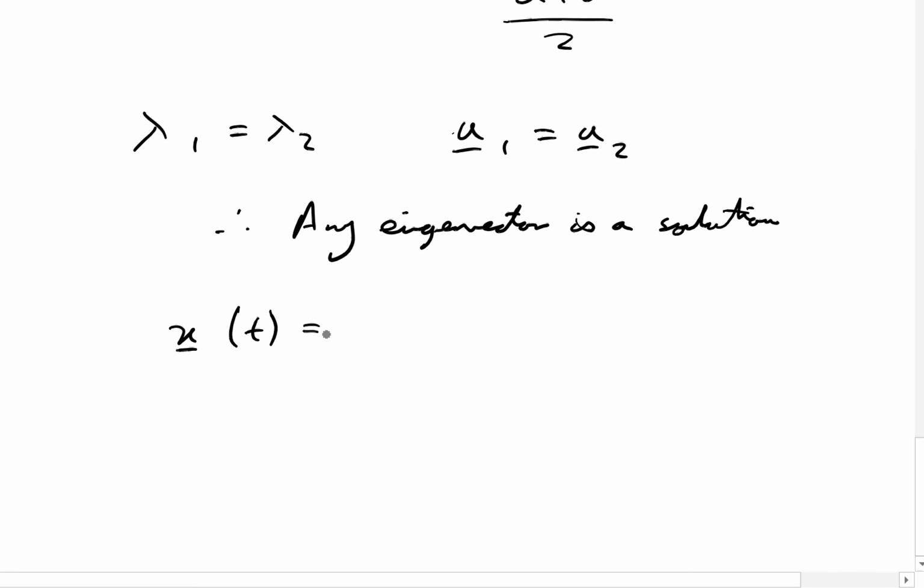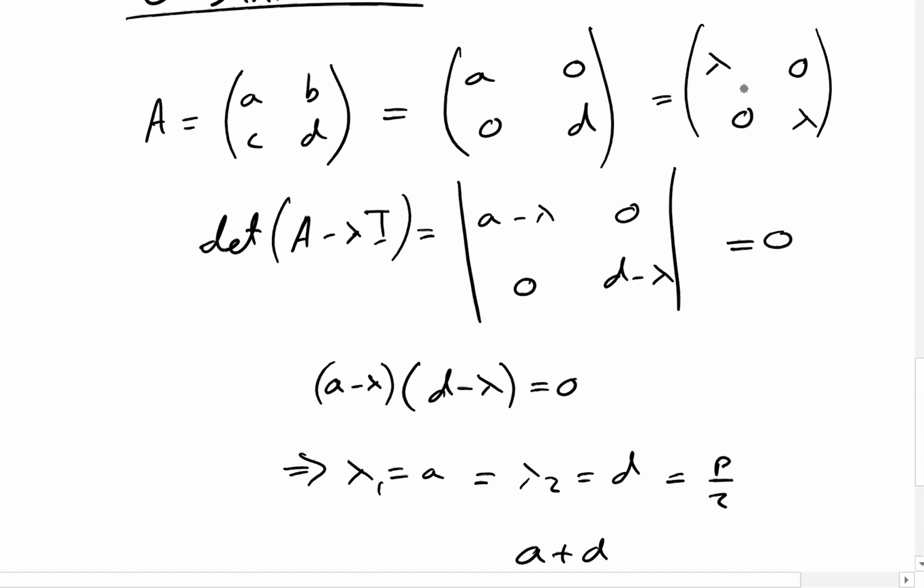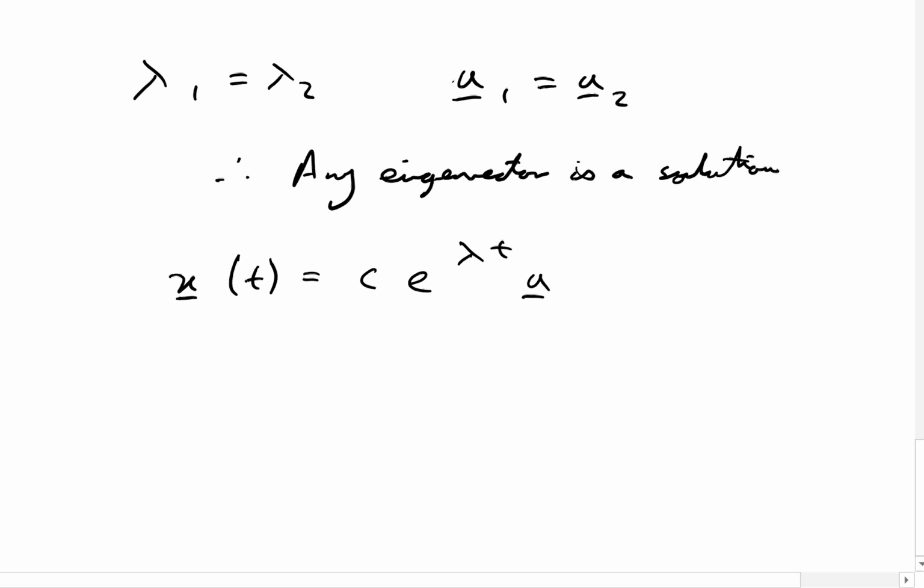So therefore, are you happy that I can just write it's just one constant e to the lambda t u? Yeah, I don't have to denote it by subscript. So this is a very, very specific case, where we can just read the eigenvectors off directly. But we've got a very, very specific case.